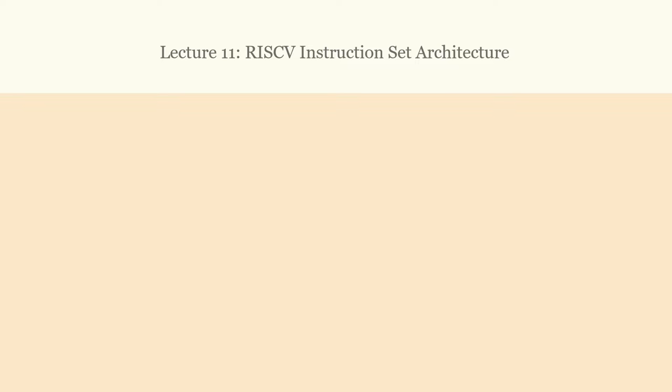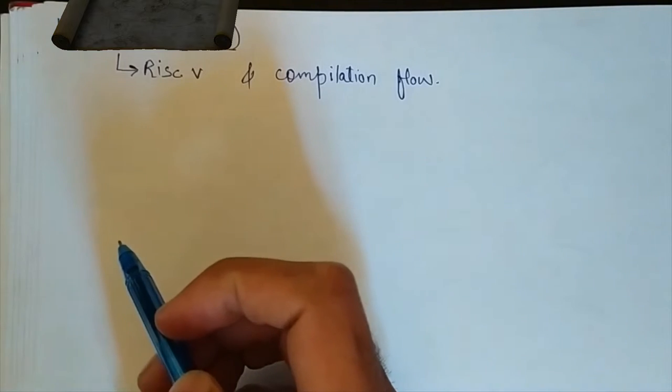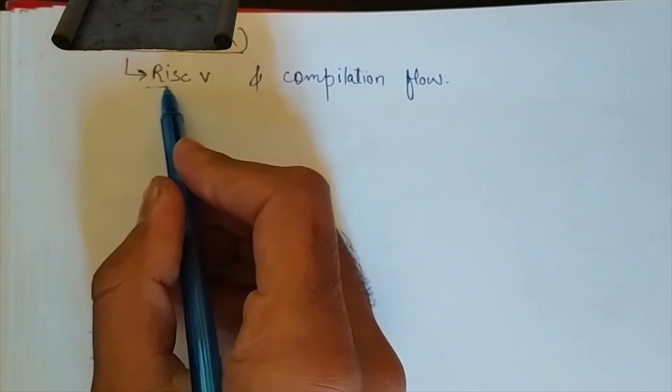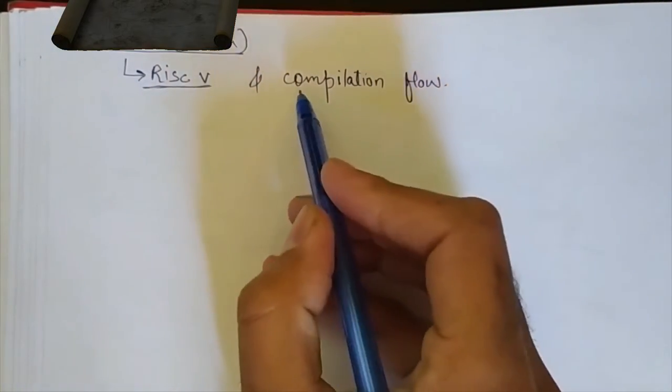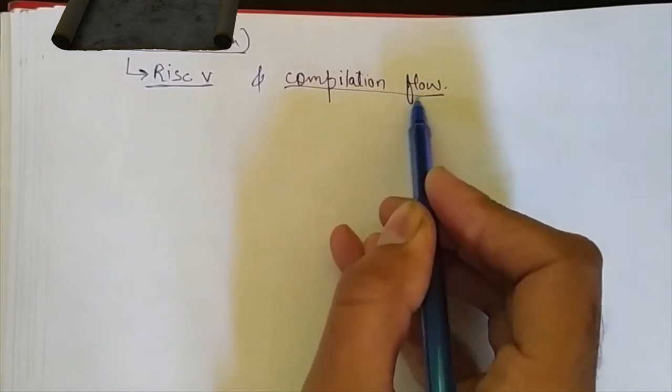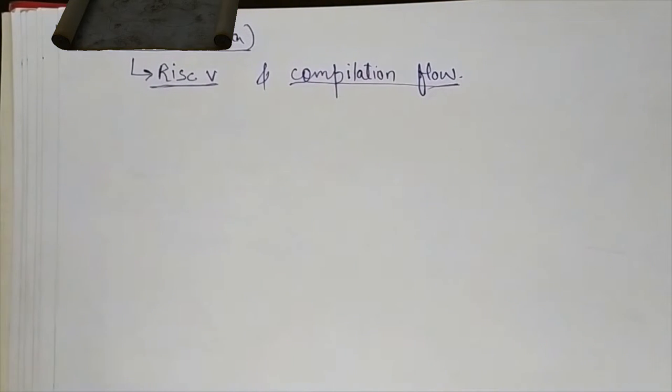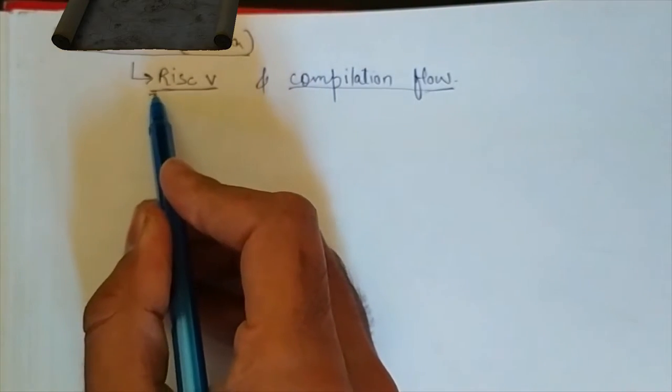In this particular lecture, we will start the discussion about the important instruction set architecture, that is RISC-V. In this lecture, we will be discussing the RISC-V instruction set architecture, and in the subsequent lecture, that is lecture number 8, we will discuss the compilation flow. What are the various steps, or what is the complete flow that is followed in converting a program from a higher level language to a machine language? So the focus of the current lecture will be the RISC-V instruction set architecture. So let's start.